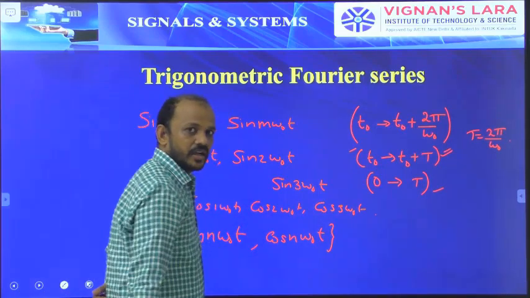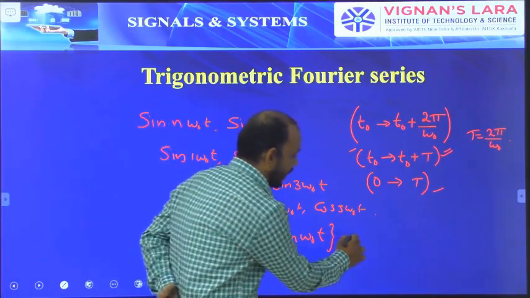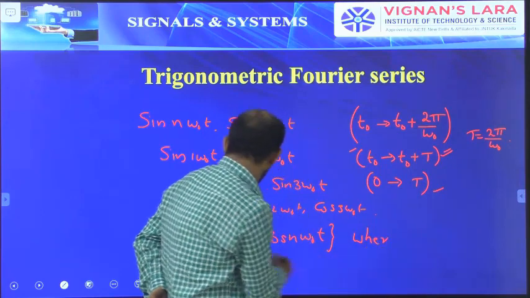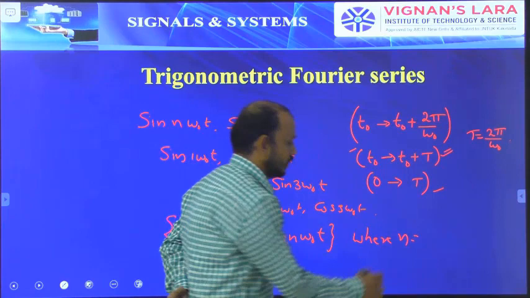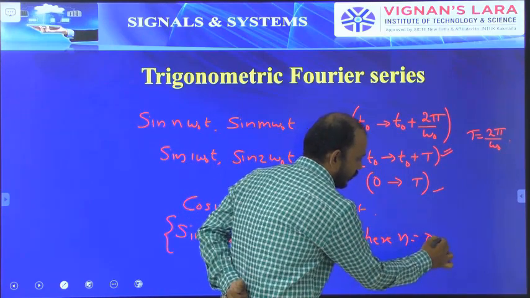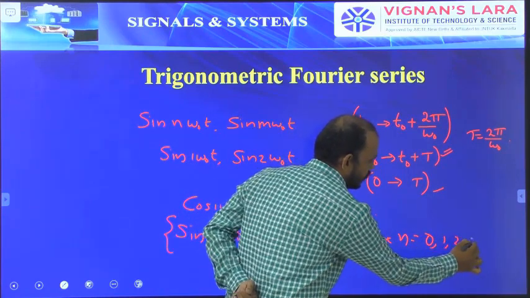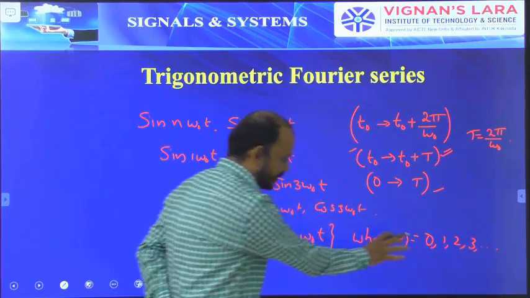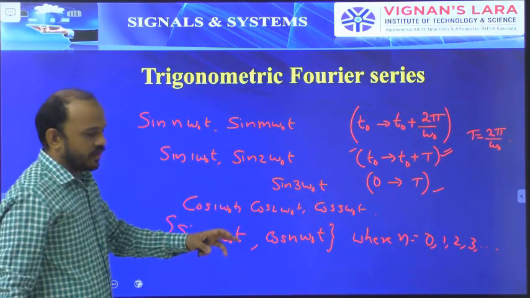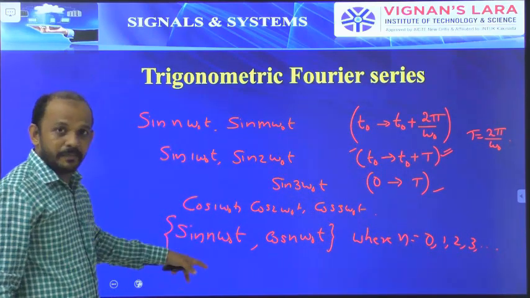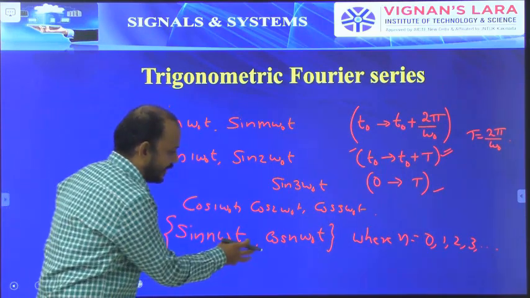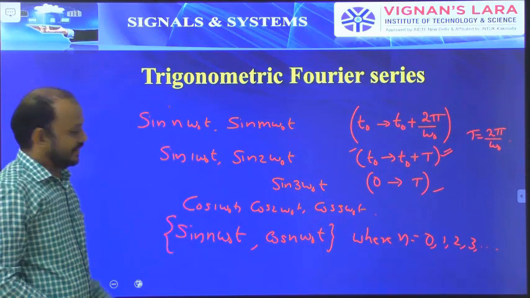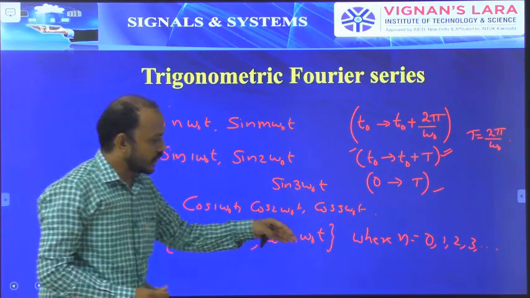It will form a complete set where n equal to 0, 1, 2, 3, and so on. Take like this. So what are the signals that I can get in this complete set? This will be a complete set. Now what are the elements that are present in this complete set are sine terms and cos terms.